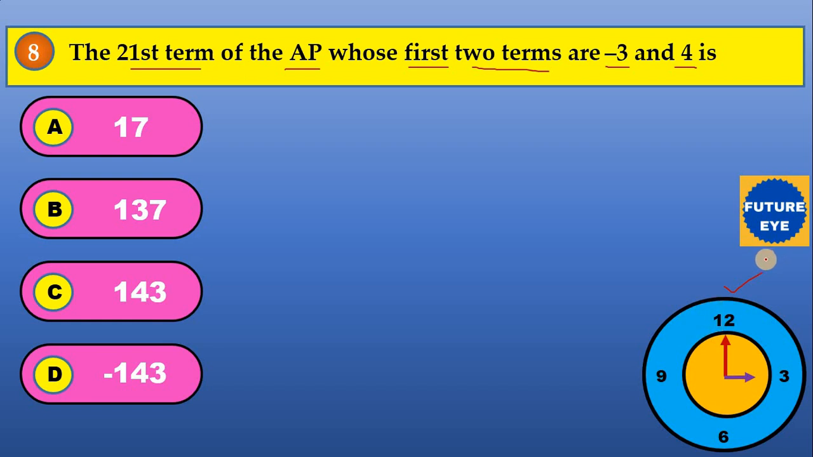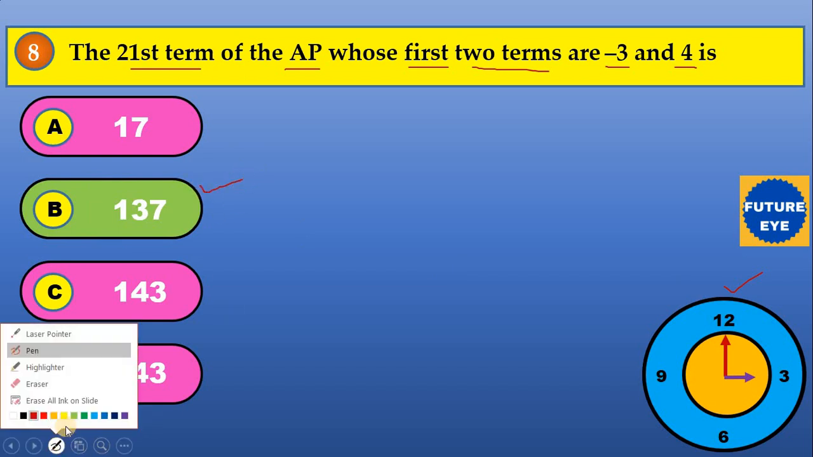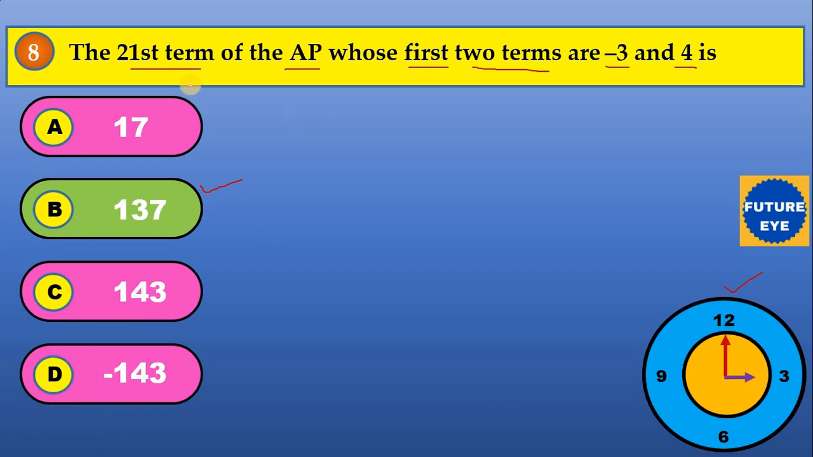Time up, children. First let's see the correct option here. That is option B, 137. Children, understand the problem. Here we have to find the 21st term. So the first term is minus 3 and the second term is 4. So to find the 21st term, we need the A value and the D value. For the A value they have given minus 3, and the second term is given. So from that, first find D.